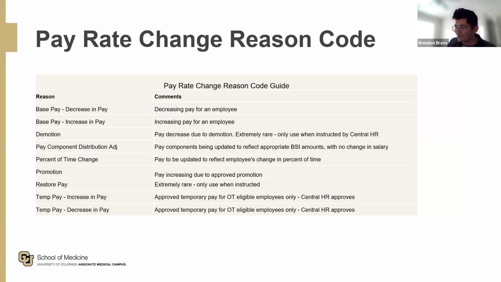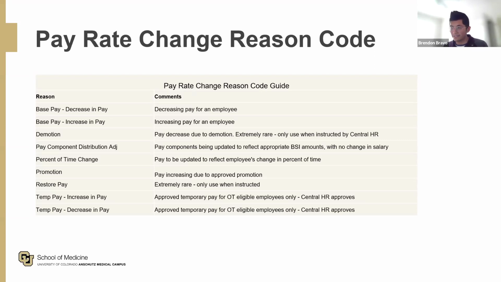Next, we have our pay rate change reason codes. The ones you'll probably use a lot for these are decrease in pay and increase in pay. That's typically if you're adding a stipend or removing a stipend. Demotion, you probably won't ever use. I actually haven't seen that used, so you can probably ignore that one.